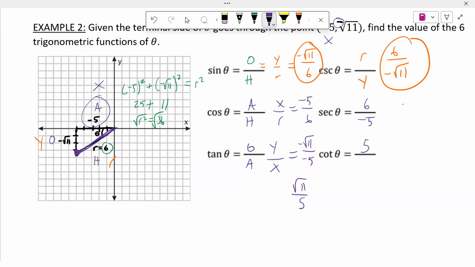So we simply have to flip our answer and get 5 over √11. And again, you can leave it in that form. You don't have to rationalize the denominator.